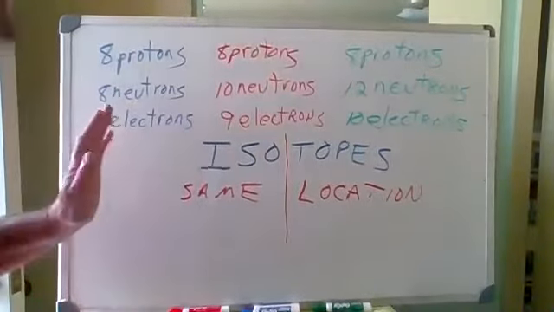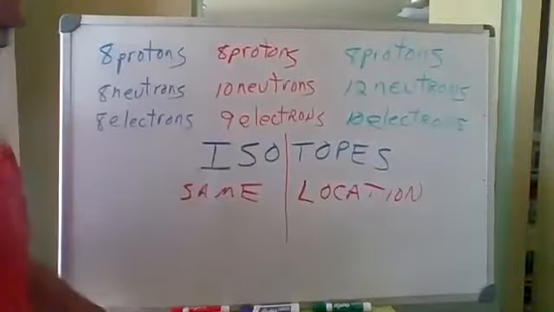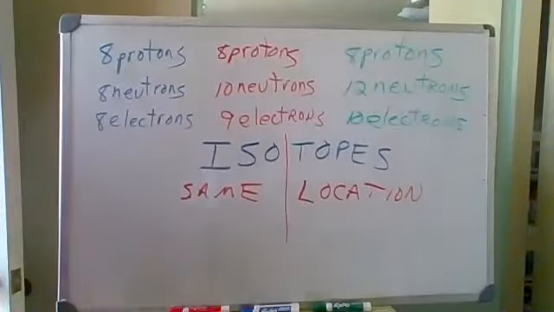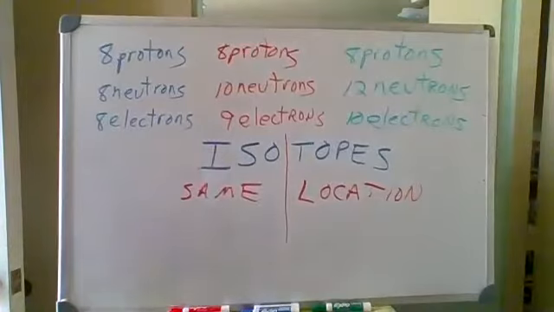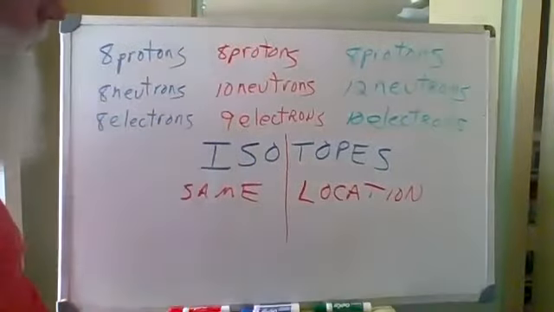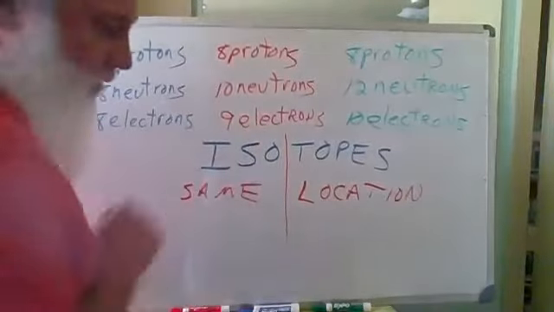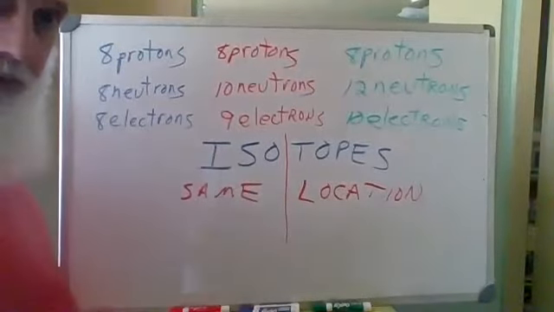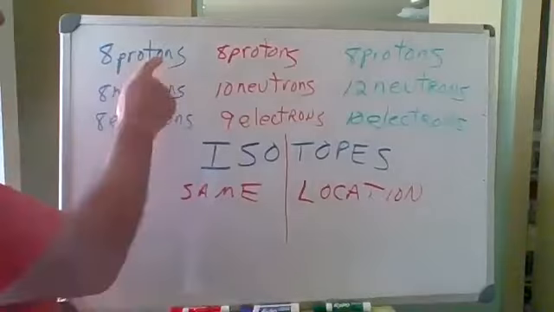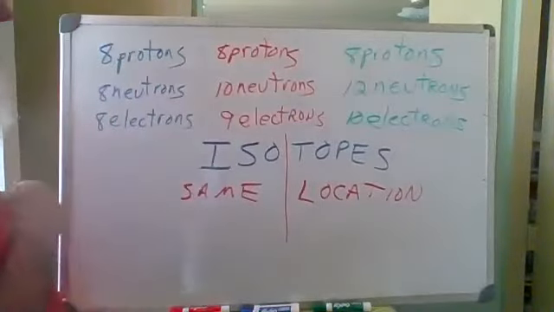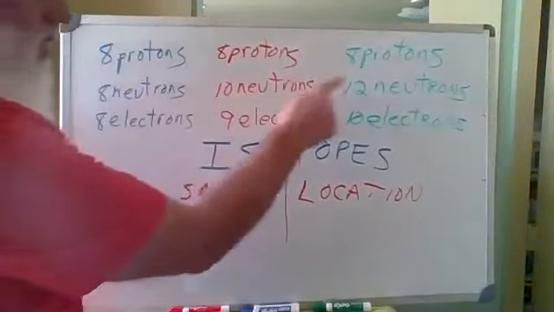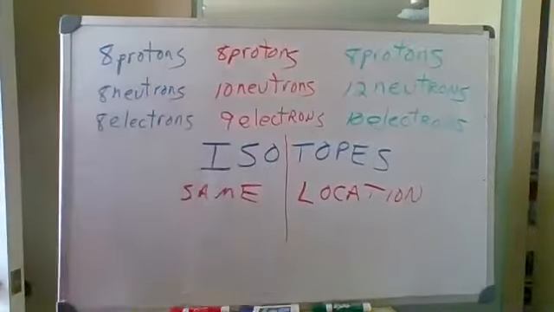Notice we can ignore the electrons. The electrons don't matter. That'll be the next thing we're going to do. Does everybody understand that? Isotope: same location on the periodic table means same element, same atomic number. So that means same number of protons, but they have different numbers of neutrons.